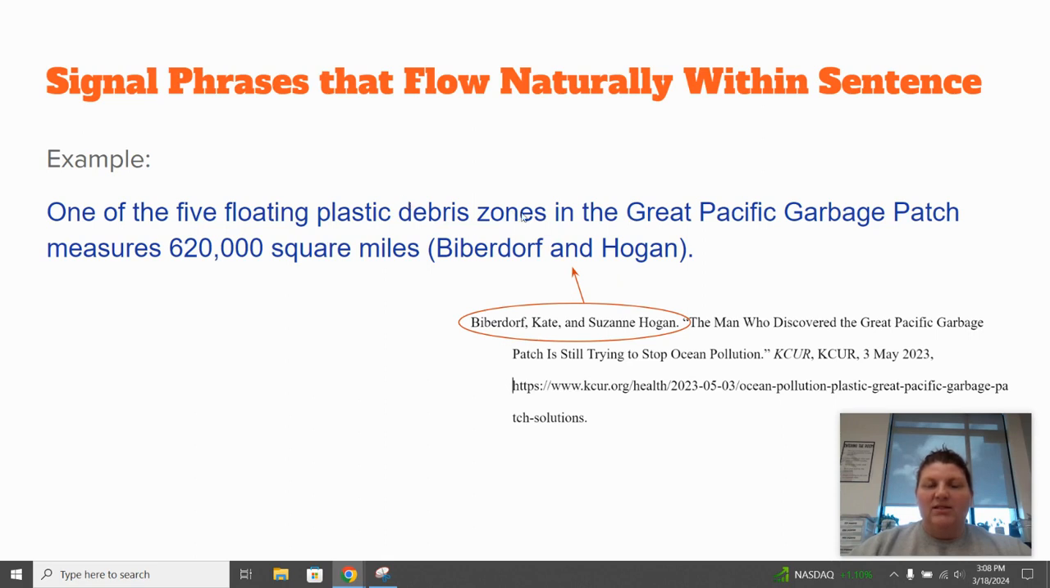The information from the source would be this right here. Five floating plastic debris zones in the Great Pacific Garbage Patch measure 620 square miles. So I've taken the information directly from the article and I have put it into my own words and paraphrased it and put it into this sentence here.